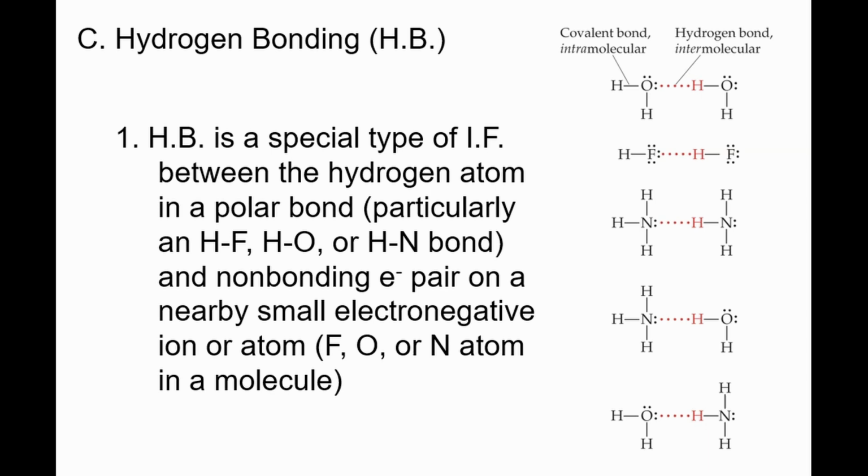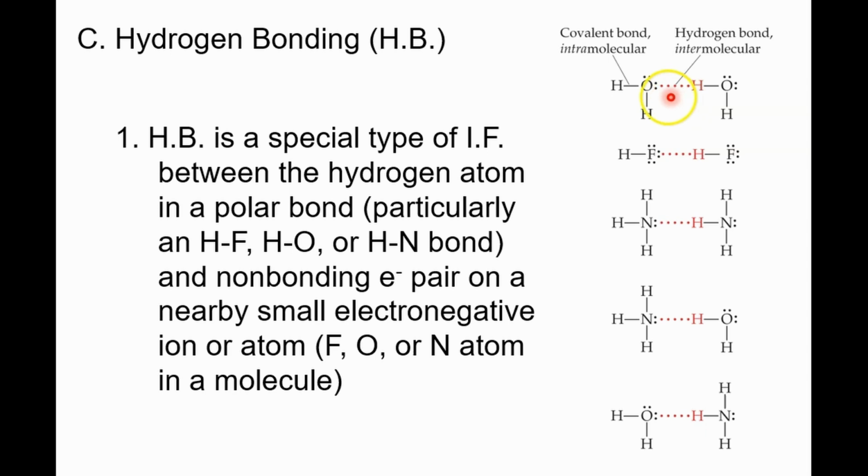Well, you might have learned in the gas chapter that you need a highly polar atom, a small one, like fluorine, oxygen, or nitrogen, and hydrogen bonded to that. So it is a special type of intermolecular force between a hydrogen atom in a polar bond and a non-bonding electron pair on a small nearby electronegative atom or ion, and these are the only atoms you've got to look out for: fluorine, oxygen, and nitrogen.